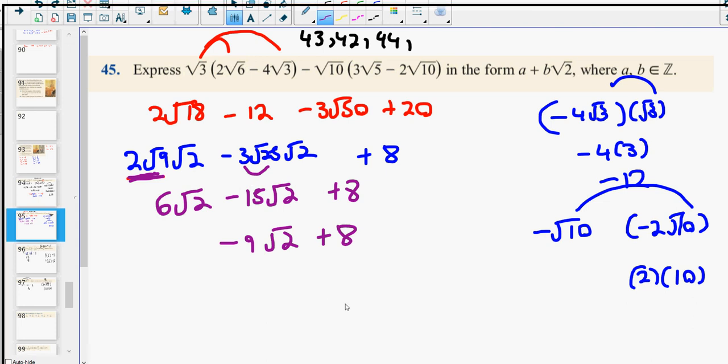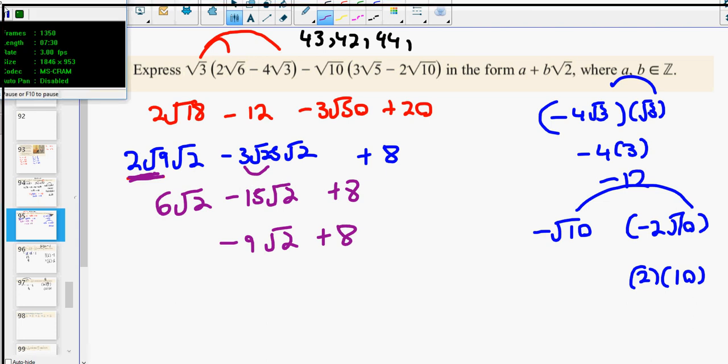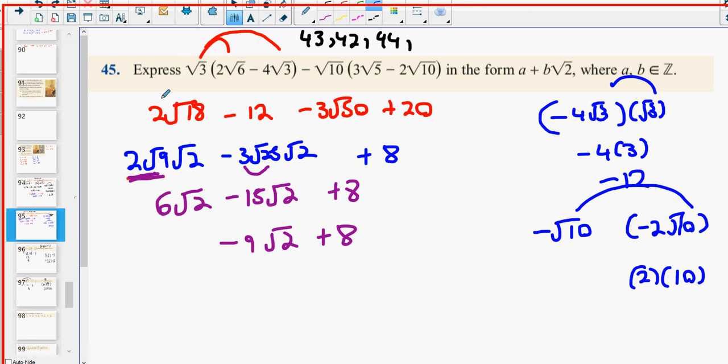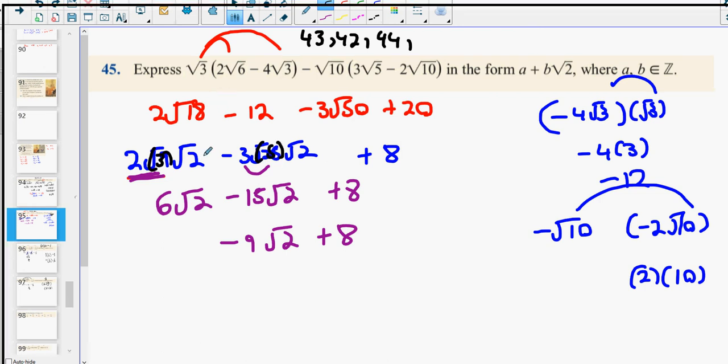Anybody get that? Okay, so the root 9 is 3 and 2 times 3 is 6. The root 25 is 5, and 3 times 5 is 15. Everybody all right with that? Okay, yes, sir. Aiden.